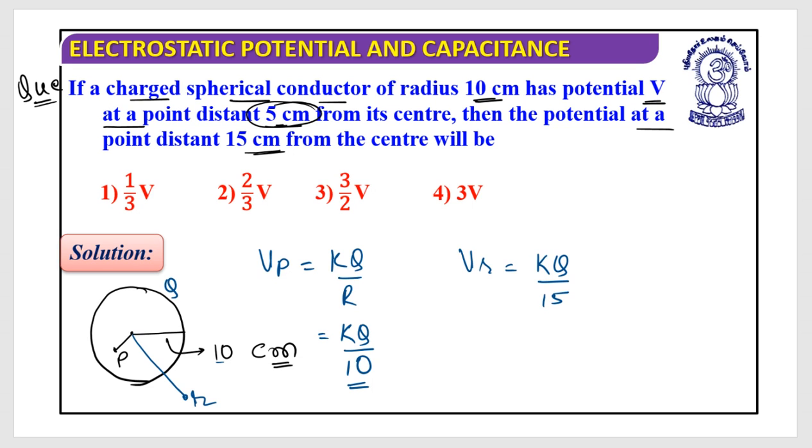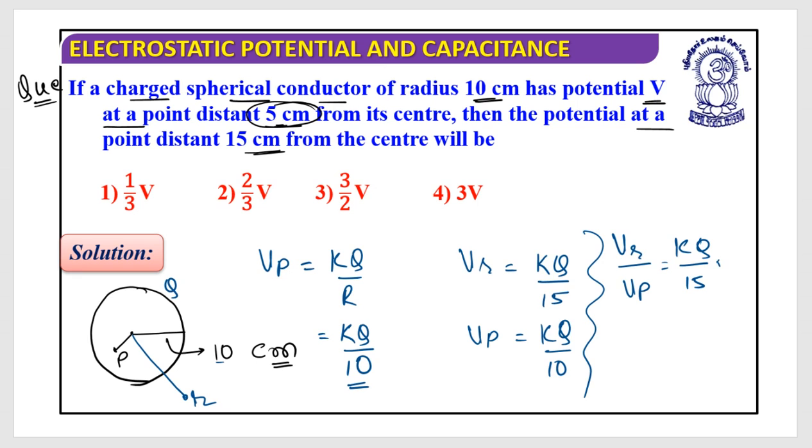I hope you understand this. And Vp was KQ by 10. Let's take a ratio of this. So this is VR divided by Vp. It's KQ by 15 divided by KQ by 10. This has gone. It's 2 by 3. So this is VR divided by V. So this VR should be equal to 2/3 of V.